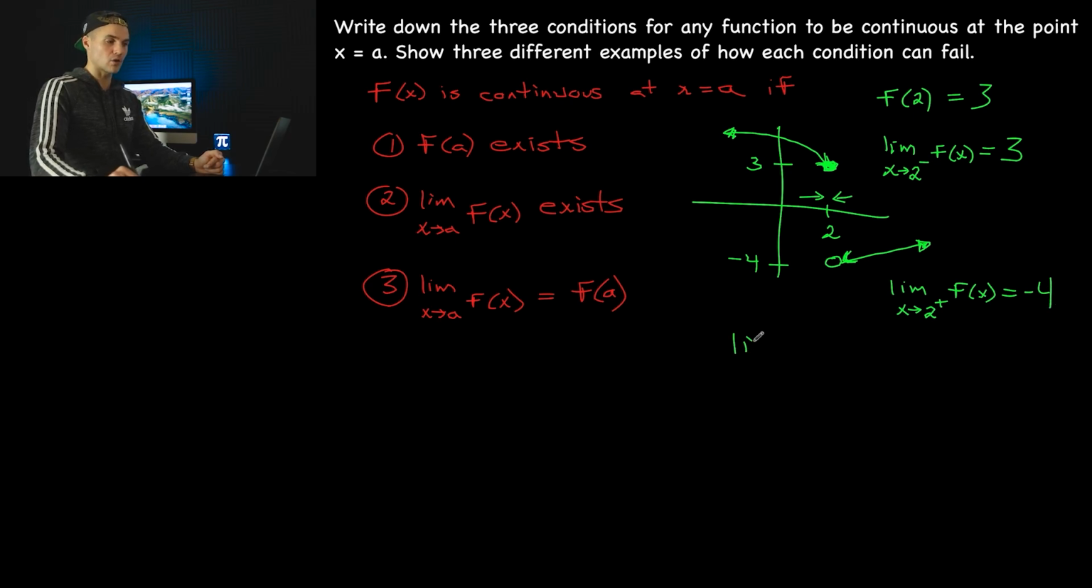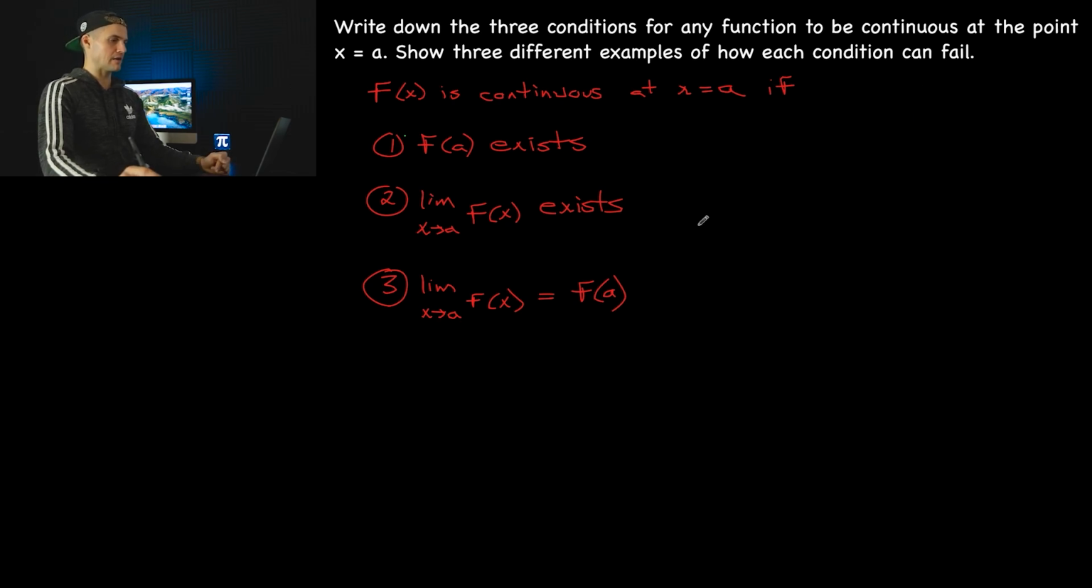However, the overall limit, the limit as x approaches 2 of f of x, does not exist, right? Because we're approaching different y values from each side. They have to approach the same y value in order for that overall limit to exist. So in a scenario like that, this is an example of where condition 1 passes, however condition 2 is going to fail.